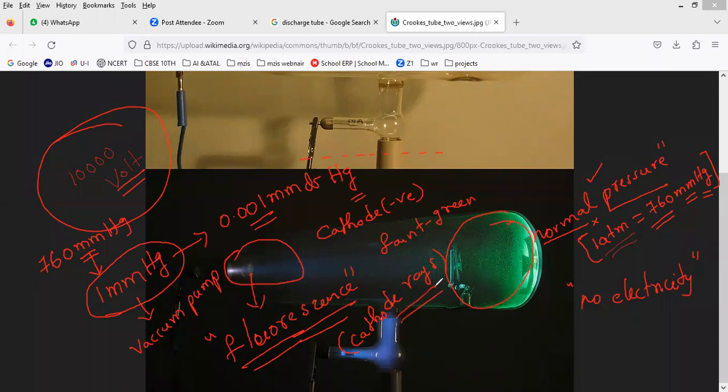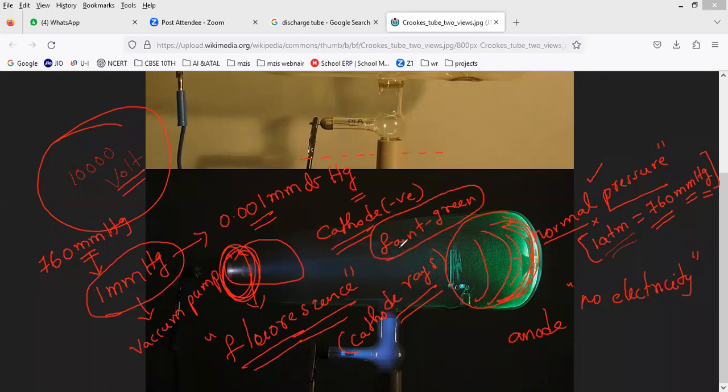Let us draw this very clearly so that you understand. Because of the collisions of these cathode rays, we are seeing the greenish color on this side. Have you noticed it, everybody? Opposite to the cathode rays, the wall opposite to the cathode, who is there? The anode. What color are we seeing? Faint green. Clear?